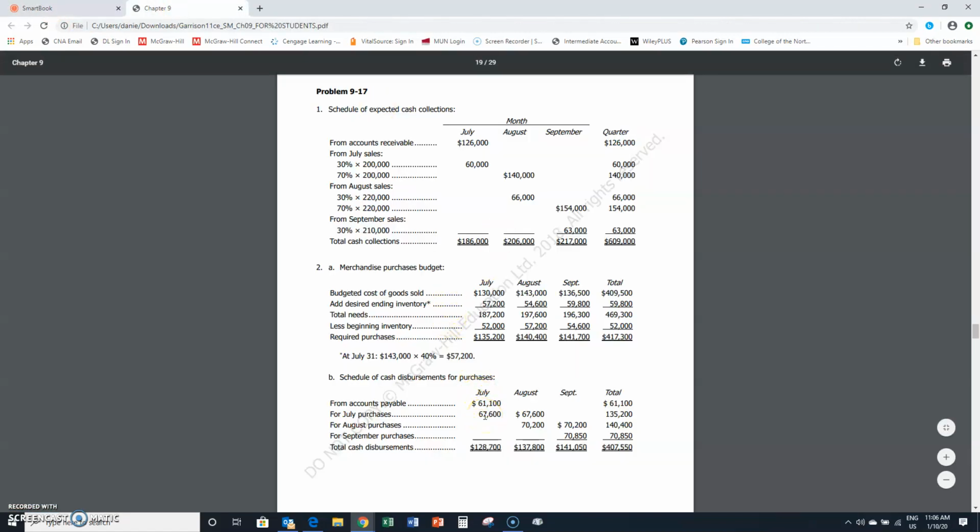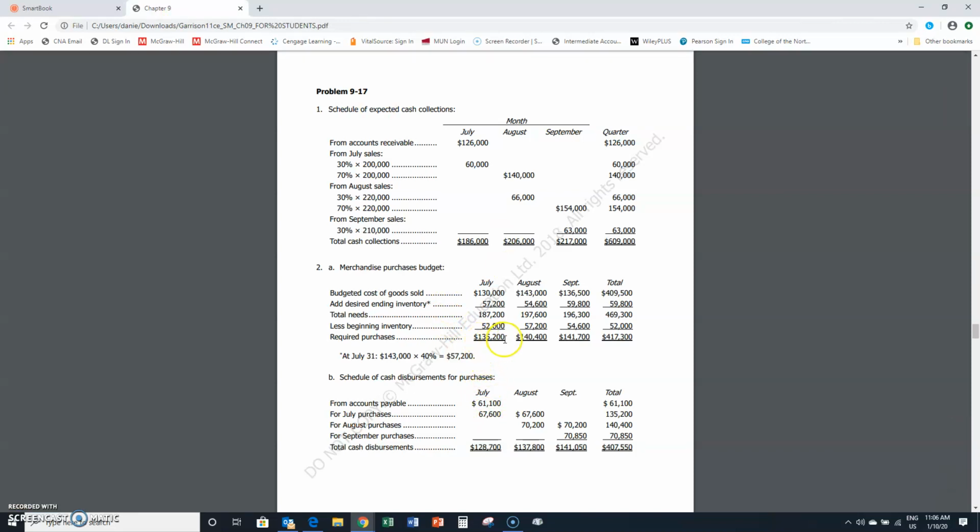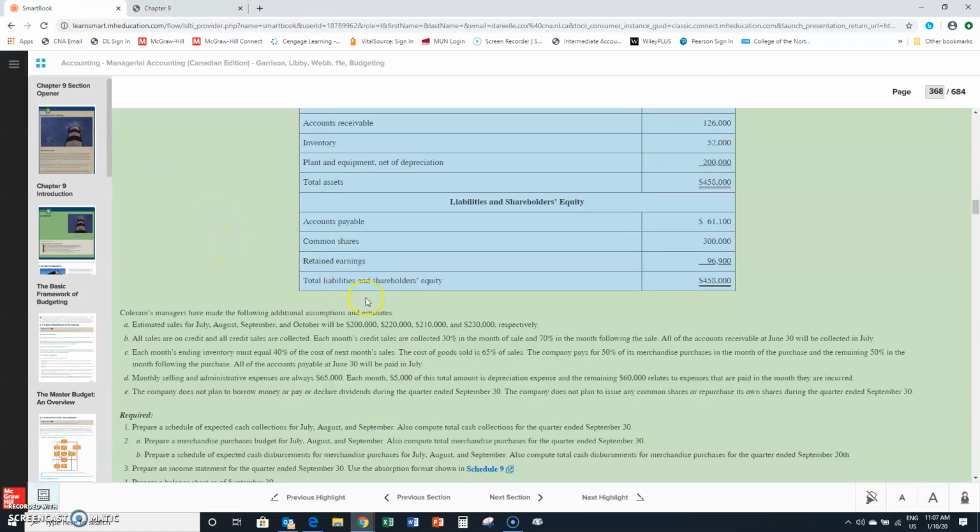And then we're going to pay for 50% of our July purchases, so 135,200. 50% of that is going to be paid for in the current month. 50% of that July purchases will be paid in August. In August, we're going to pay the July portion and 50% of the current month, August. In September, we pay the remaining 50% of August, and we pay the 50% of September. Again, keeping in mind that the other 50% for September will be paid in October. That's going to be in accounts payable on our statements. So just keep that in the back of your mind when we're doing our statements.